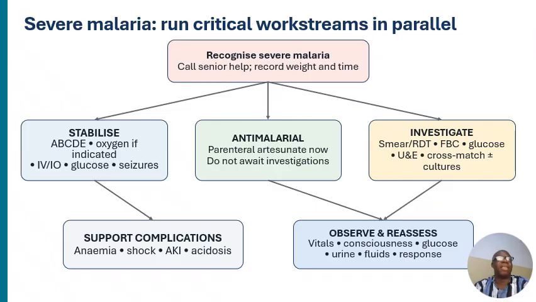At the same time, collect the essential samples: blood smear or RDT, full blood count, glucose level, electrolytes, and creatinine, cross-matching of blood, and blood culture when bacterial infection is suspected. Then support the complications: anemia, shock, AKI, and acidosis, and then observe the child continuously. The arrows converge on reassessment, as you can see, because treatment is dynamic.